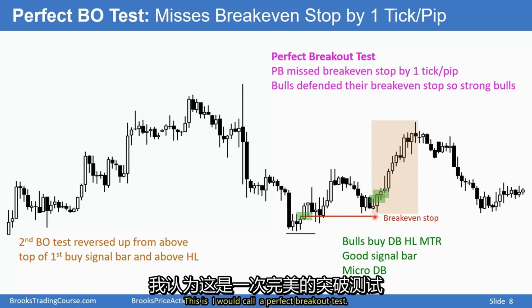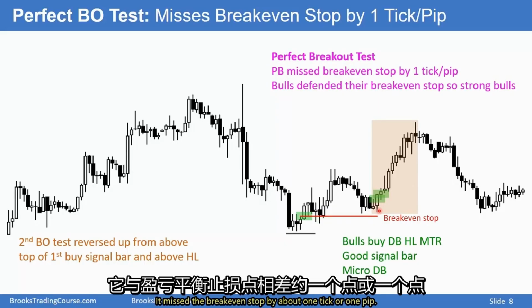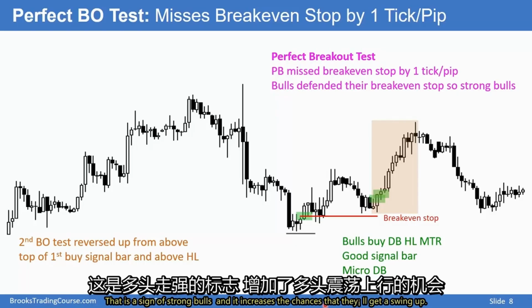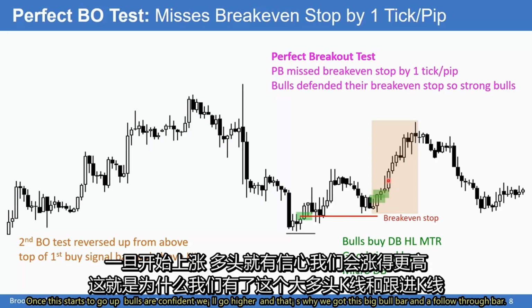This is, I would call, a perfect breakout test. It missed the break-even stop by about 1 tick or 1 pip. The bulls defended their break-even stops. They prevented the break-even stops from being hit. That is a sign of strong bulls, and it increases the chances that they'll get a swing up. So once this starts to go up, bulls are confident we'll go higher, and that's why we got this big bull bar and a follow-through bar.